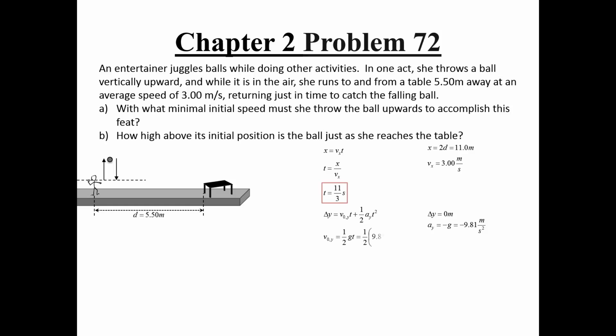Solving our equation for the initial velocity, we see that it's equal to 1/2 g times t. Subbing in the values given, the initial velocity of the ball would have to be 17.9 meters per second in order for the juggler to make it back in time to catch it.